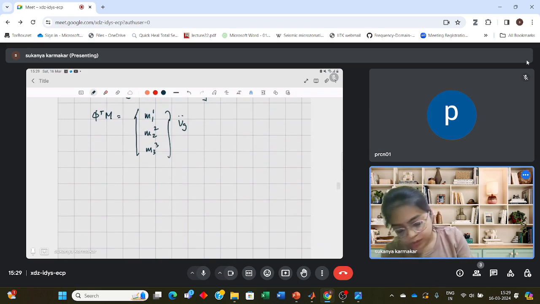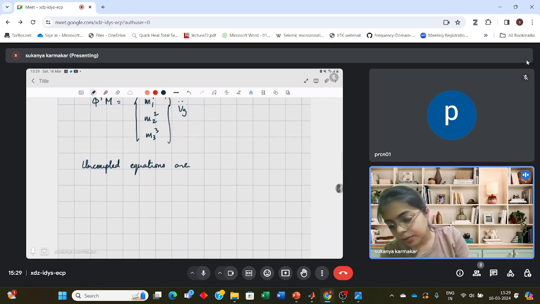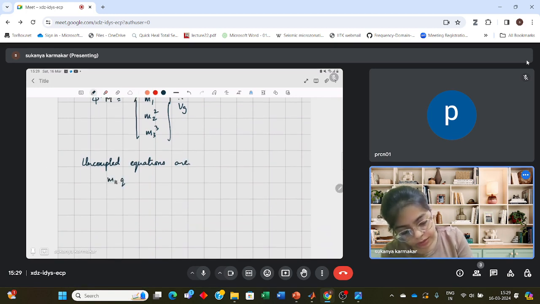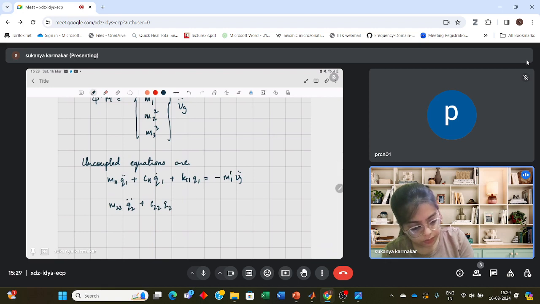If you write them, the uncoupled equations are M11 Q1 double dot plus C11 Q1 dot plus K11 Q1 is equal to minus M11 UG double dot. Similarly, M22 Q2 double dot plus C22 Q2 dot plus K22 Q2 is equal to minus M22 UG double dot.